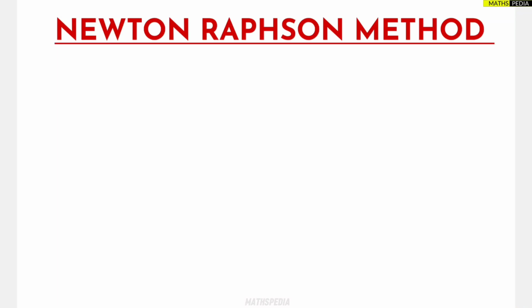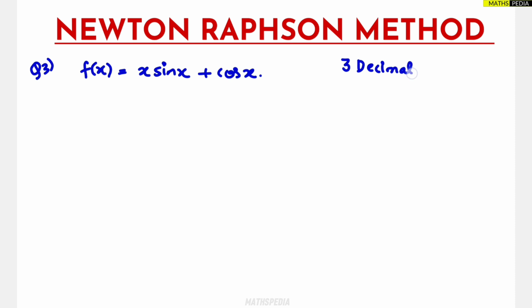So here we are considering the third problem of Newton-Raphson method. The function given over here is x into sin x plus cos x. Now they have said a few things in this question: to find the root of this function to 3 decimal places, which is near x equal to 5.